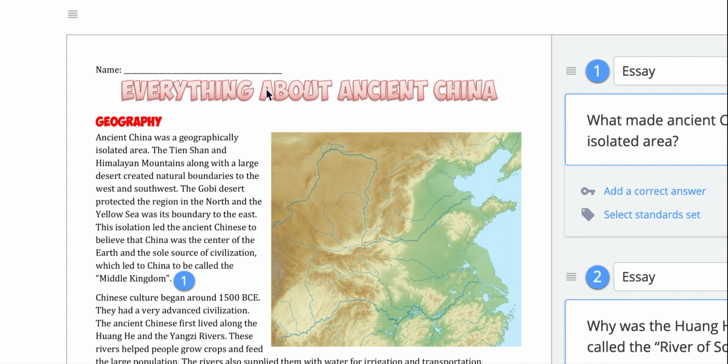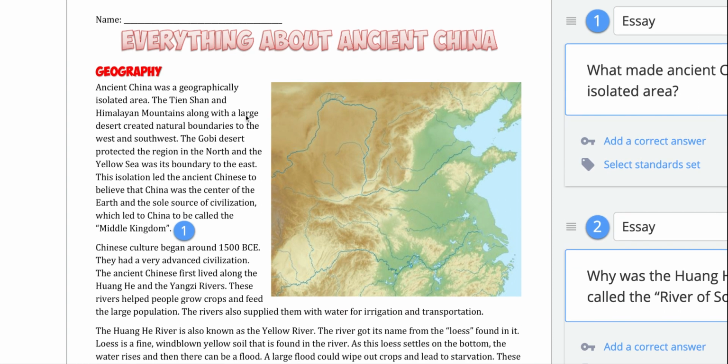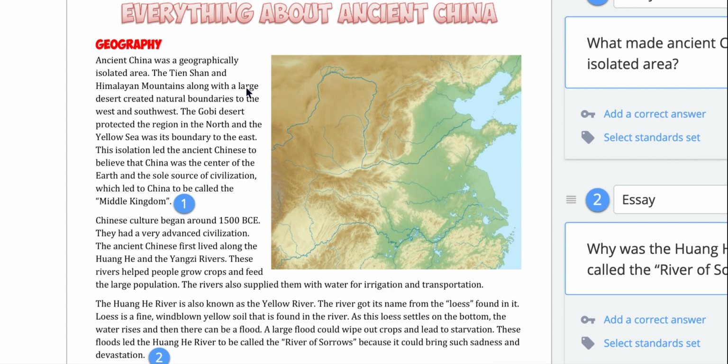All right, so everything about ancient China. Geography. Ancient China was a geographically isolated area. The Tian Shan and Himalayan mountains, along with a large desert, created boundaries to the west and southwest. The Gobi Desert protected the region in the north, and the Yellow Sea was its boundary to the east. This isolation led the ancient Chinese to believe that China was the center of the earth and the sole source of civilization, which led China to be called the Middle Kingdom.